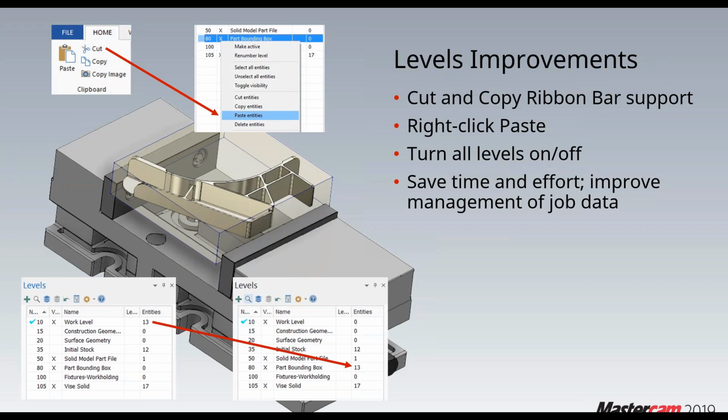So anything you've copied from the graphics window, for instance, I could then right click a level and paste it onto the level. So if I didn't want to move everything, I could pick, say, in my example here, the actual part model. Maybe I want to flip it for a second op and not fool with the CAD model from the first op, and then just quickly paste it to a new level and go on from there.